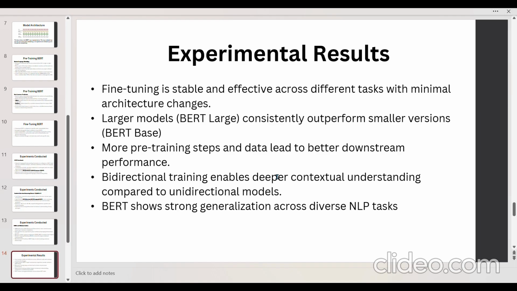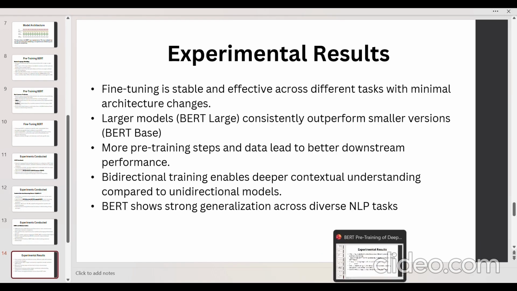And BERT's bidirectional training enables a deeper contextual understanding compared to other unidirectional models, where attention can only be provided to the previous tokens. And BERT also shows strong generalization across diverse natural language processing tasks.